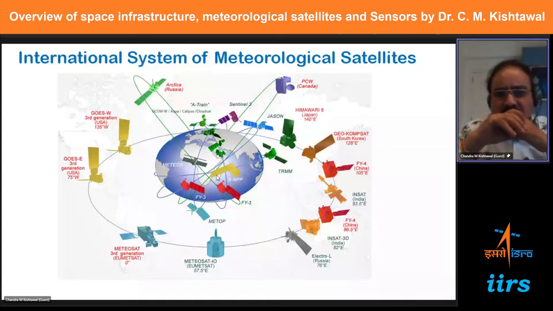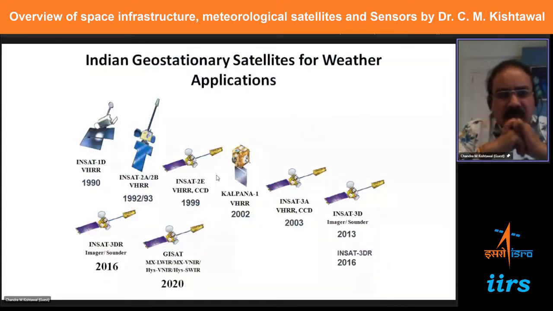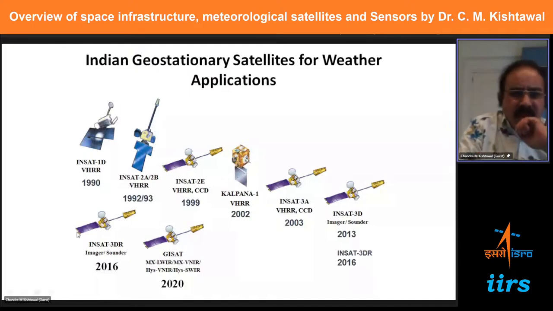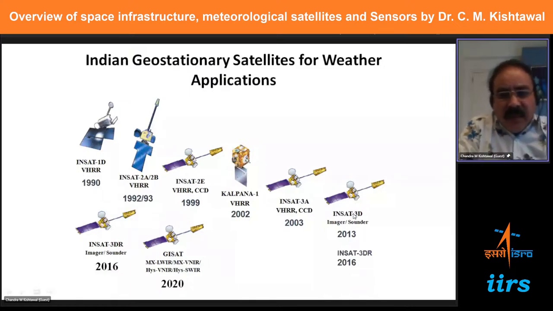India has its own series of satellites. Now we have the INSAT VHRR, starting from 1990. So India has been active in the geostationary satellite business for a very long time. And then INSAT 3D was there in 2013. INSAT 3D-R was in 2016. So these are the operational satellites of India. And then GISAT was launched in 2020 or 2021. I really don't remember, but it was launched recently. All these satellites are providing very valuable measurements in and around the Indian region.